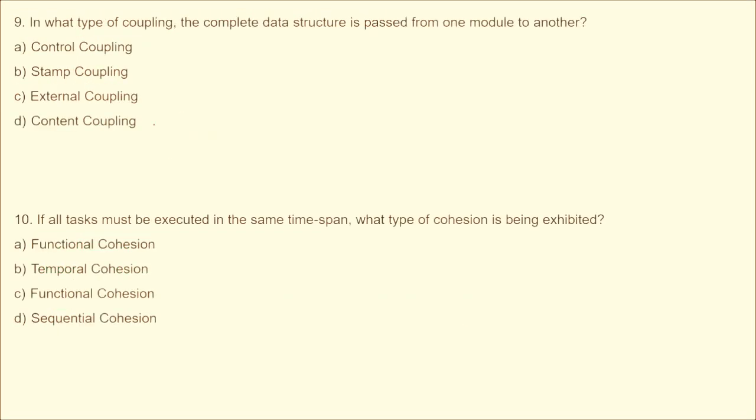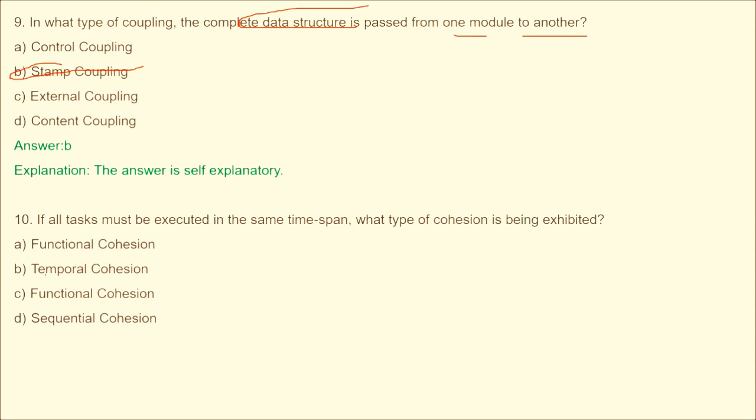Next, in what type of coupling is the complete data structure passed from one module to another? In what type of coupling? Complete data structure. The answer is B, stamped coupling. Complete data structure has to pass from one module to another.